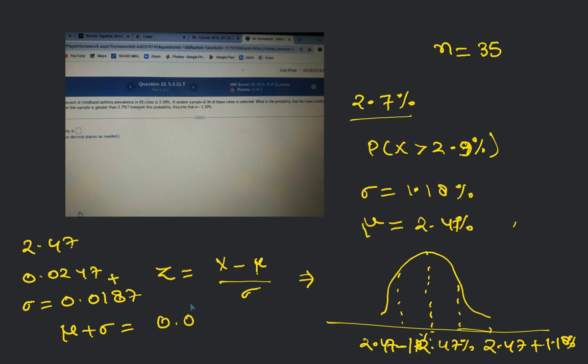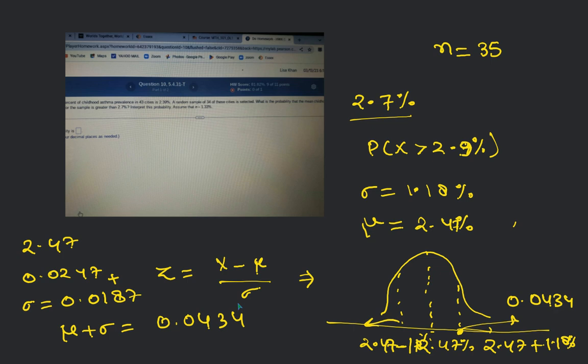It says 0.0434. Yes. Right? Okay. So we need to find... Okay, so it will be 0.0434, and if we subtract it, what will be the value we are getting?